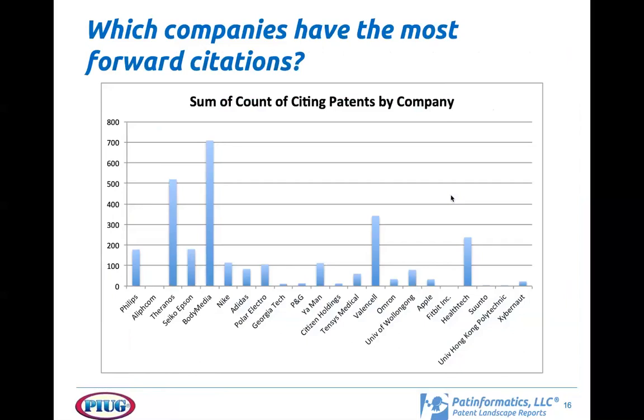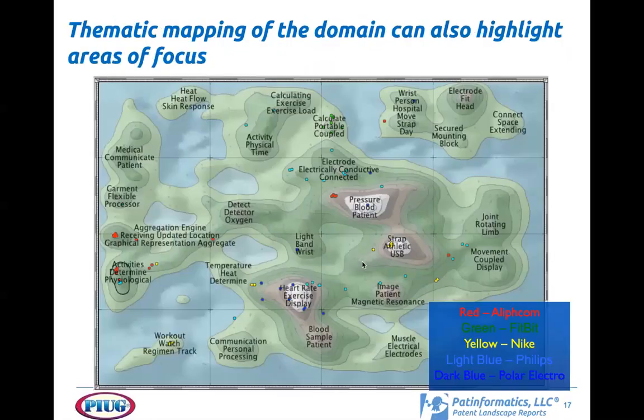In this particular study, what I found that was really fascinating was that there was a company here called Body Media that had a reasonably sized portfolio, but a lot more forward citations to their portfolio than other companies. Philips actually had the highest number, and they had a few, but not nearly as many as Body Media. And there's a company here, Valencell and Health Tech. There's a variety of companies here that might make good acquisition targets.